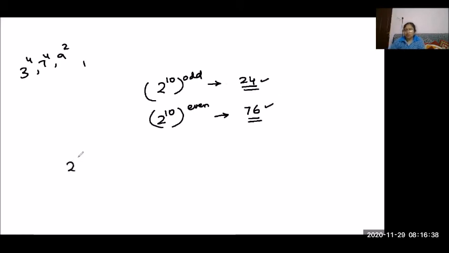Say if I have 2 to the power 40, it will end with 76, because it's 2 to the power 10 whole to the power 4, an even power, so 76. 2 to the power 70 will end with 24. What about 2 to the power 24? It can be written as 2 to the power 20 into 2 to the power 4. 2 to the power 20 is 76 as it is 2 to the power 10 whole to the power of an even power, and into 2 to the power 4, which is 16.